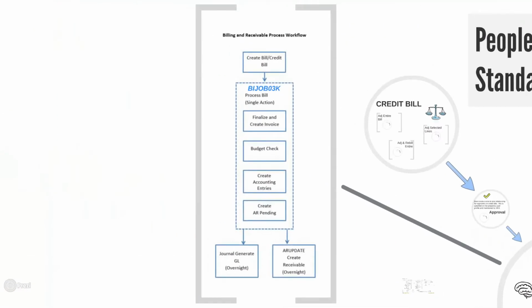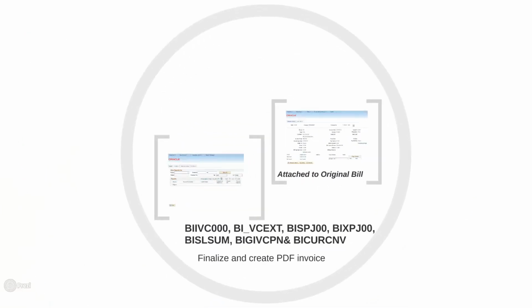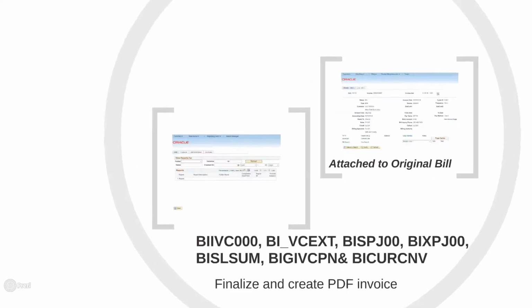So we've just talked about the BI job O3K process and all its sub-processes. We finalize and create an invoice with the first part of it. So let's go ahead and look at those processes involved. These are all those processes, the BI, IV, COOO, etc. All these processes do something to finalize and create the PDF bill.